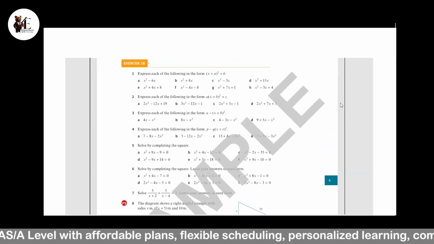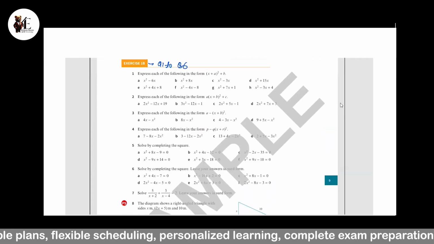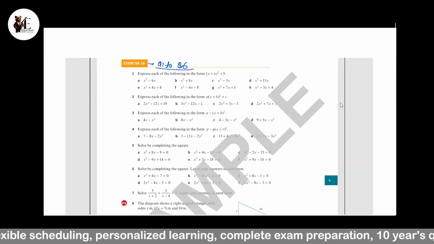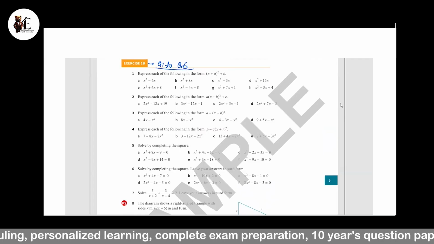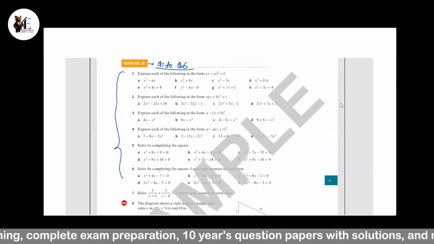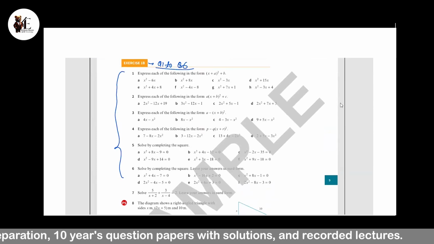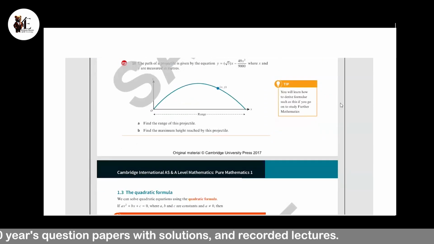For Exercise B, question number 1 to 6. All of the questions are very important. Such types of questions are most frequently asked in the examination. Just do question number 1 to 6 in Exercise 1B, on page 9. So 1 to 6. Yes, 1 to 6.